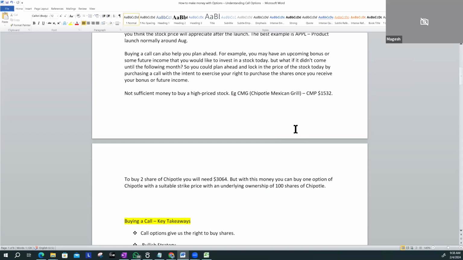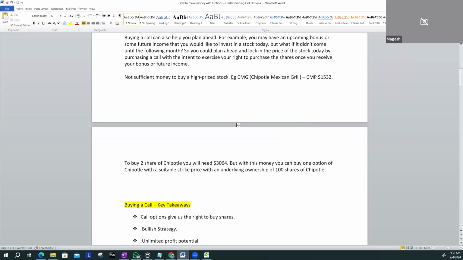You buy a call and then sell a call against it. You do both the sides, different strike prices. Anyway, let's not go into the details now. We will cover in a future session. So to buy 2 shares of Chipotle, you will need, at this price I'm talking of, 3064. But with this money, you can buy one option of Chipotle with a suitable strike price with an underlying ownership of 100 shares of Chipotle. So technically, with a call option, instead of owning 2 shares, you own an underlying 100 shares of Chipotle if you buy a contract, because one contract is equal to 100 shares.